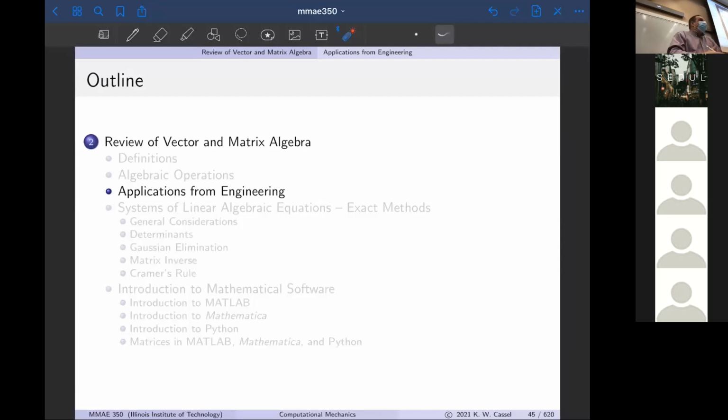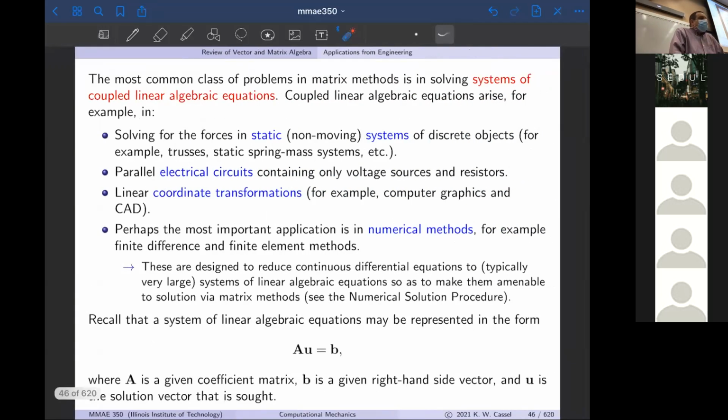So when I do these examples, don't get caught up in the details of the circuit analysis or the statics from which we get the equations. What I want you to see in all these examples is how they all lead to a system of algebraic equations to solve. That's what I want you to see.